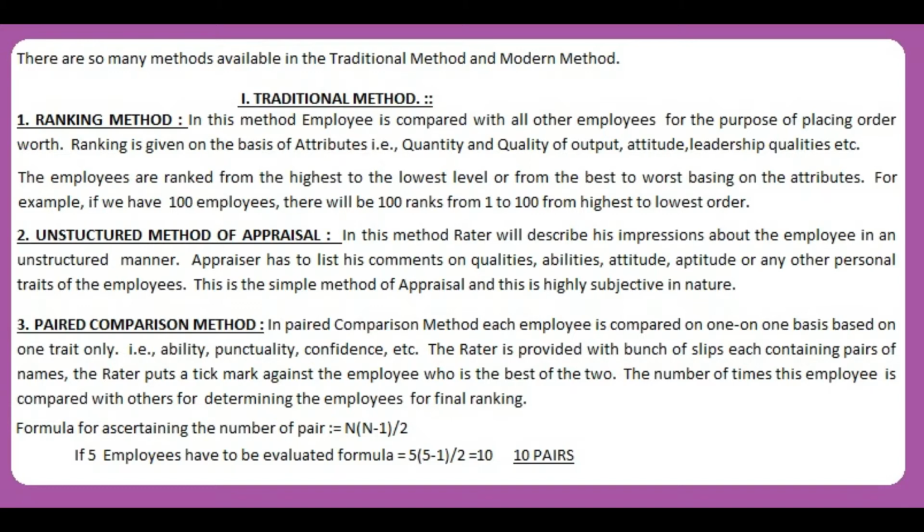For example, if we have employees A, B, C, D, E, and we are going to do the performance appraisal of them, the rater first takes A and B. If the rater considers A the better of A and B, he is going to compare A with C, D and E and give the final ranking. The formula for ascertaining the number of pairs is n into n minus 1 divided by 2. If we have 5 employees, the formula is 5 into 5 minus 1 divided by 2, which is equal to 10 pairs. So the rater has to compare 10 pairs.